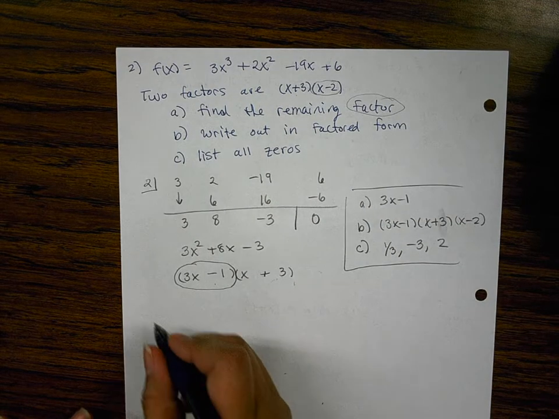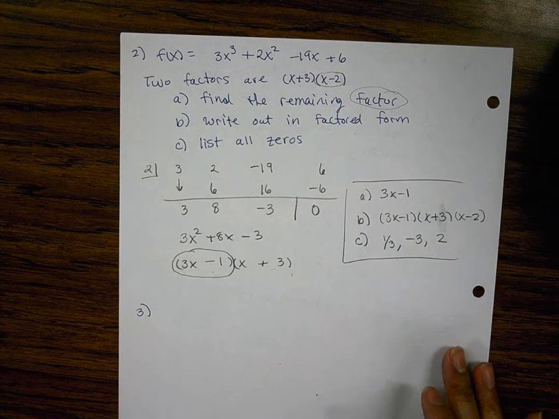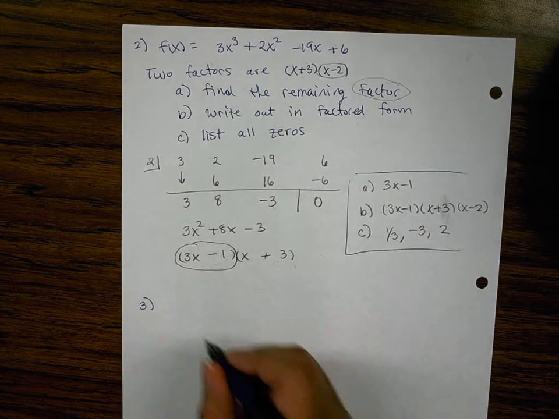Number 3, list all possible rational roots.